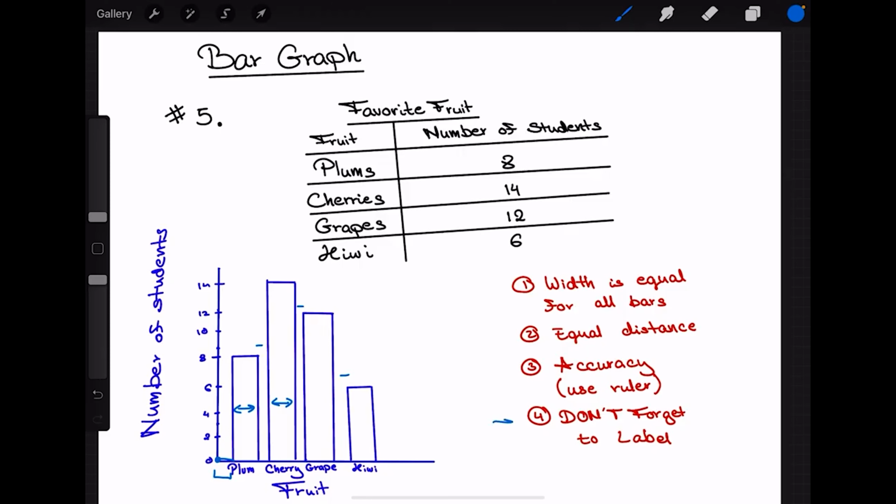And most of all, do not forget to label your graph. Label each bar and the title of it. So plum, cherry, grape, kiwi, and they're all fruits, as you can see here. These are exactly how you should be labeling your graph, with number of students being right here on the y-axis.